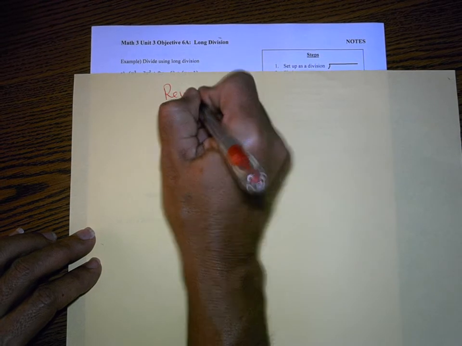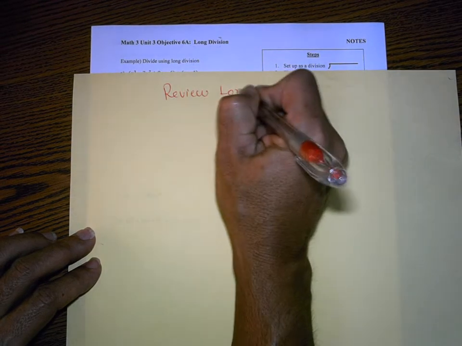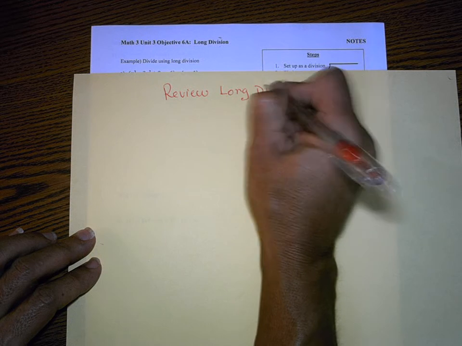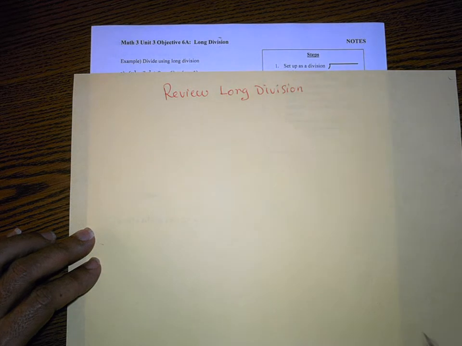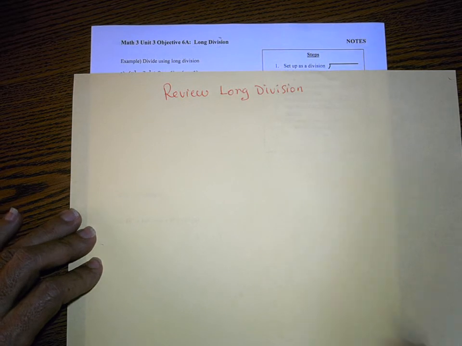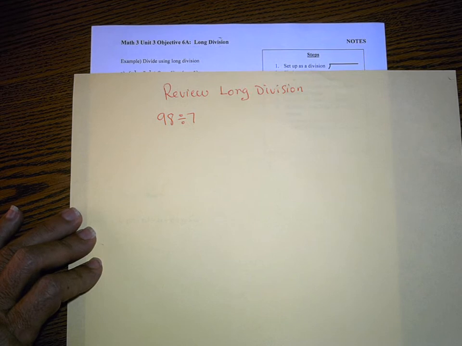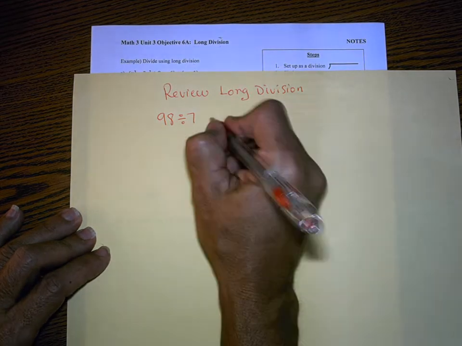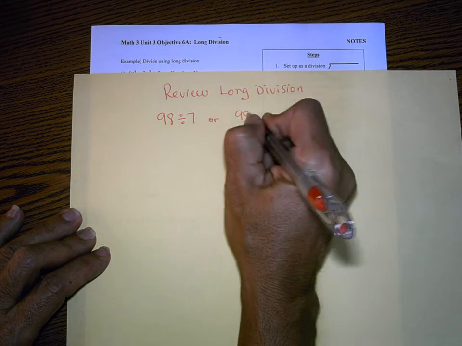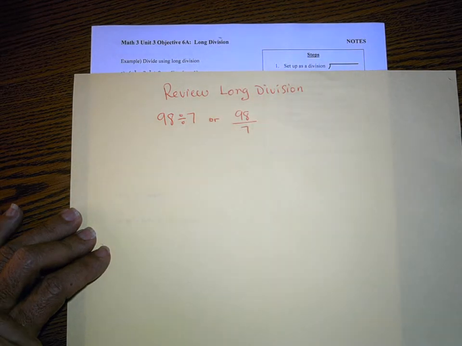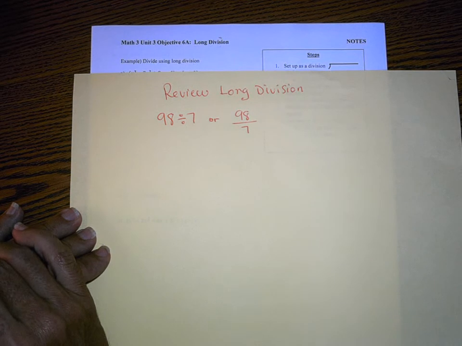Okay, so let's go ahead and do a quick review of long division. Let's divide 98 divided by 7. That's usually how you saw it in elementary school, 98 divided by 7. Sometimes you see 98 over 7, a fraction. A ratio is also a division, right? So either way is asking us to divide.